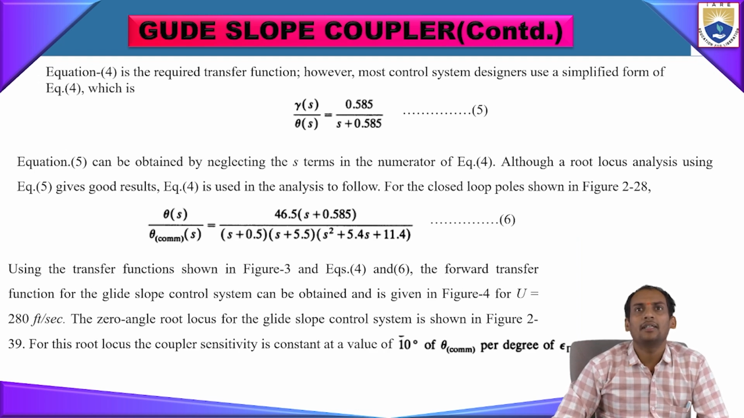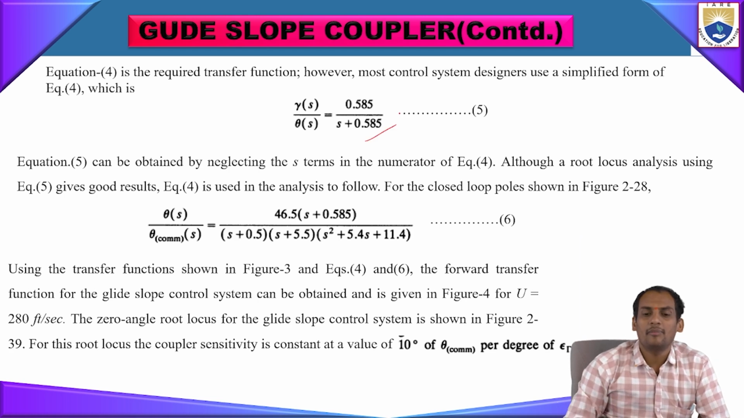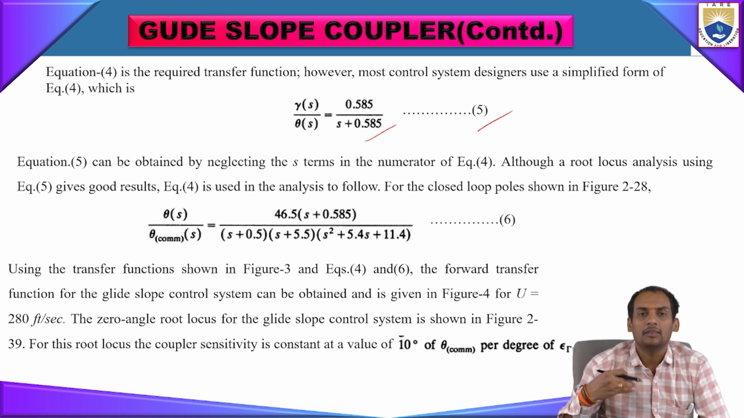So here you see the equation 4 is the transfer function that the control system designers need to be in the simplified form, so that total gamma of s by theta of s we have made it as 0.585 by s plus 0.585. So this we make as equation 5. It has been obtained by neglecting the terms of s in the numerator of the previous equation. Although the root locus analysis of this equation 5 will give you good results, the equation 4 is used in the analysis as follows.